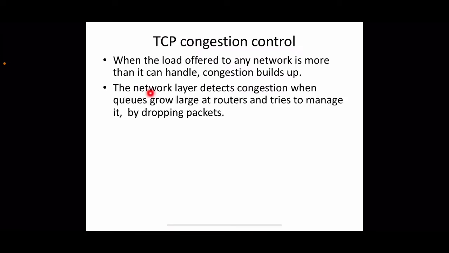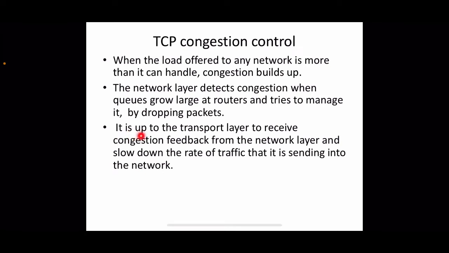The network layer detects congestion when the queues grow large at routers and tries to manage it by dropping packets. Of course, if the number of packets is more than the routers can handle, the routers will simply drop the packets, right? In such a case, there is congestion. So it's up to the transport layer to receive congestion feedback from the network layer and slow down the rate of traffic that it is sending into the network.